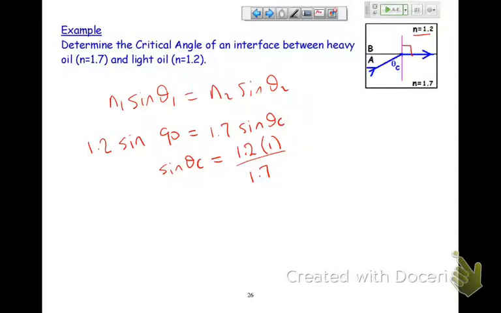0.71. So what is the angle? So sine theta c equals 0.71. I feel good about that because it's less than 1. So what is the actual theta c? It's sine to the minus 1 of 0.71.